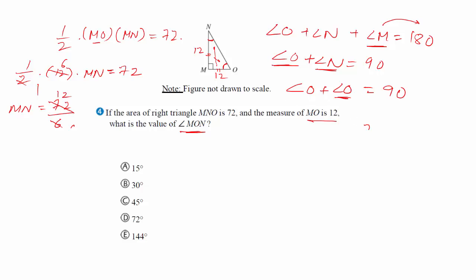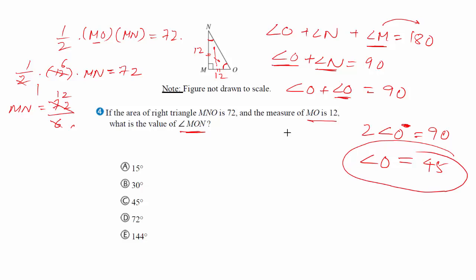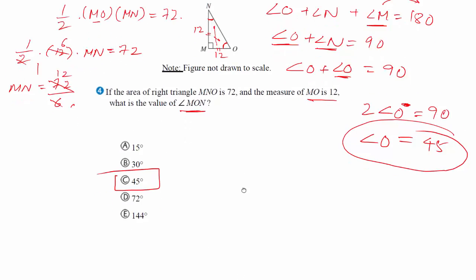So angle O plus angle O will be twice angle O equals 90, and angle O will be equal to 90 divided by 2, that's 45. So angle O has to be 45, and angle N has to be also 45, because they are equal. So 45 is the right answer.